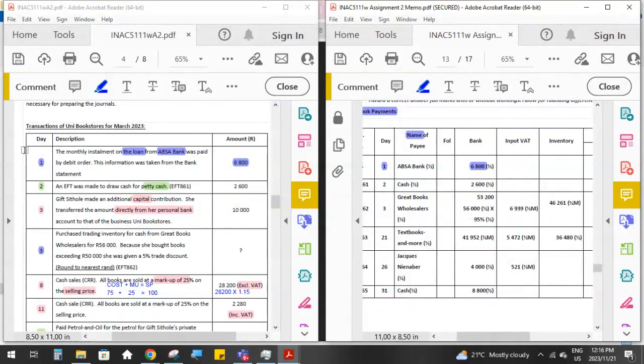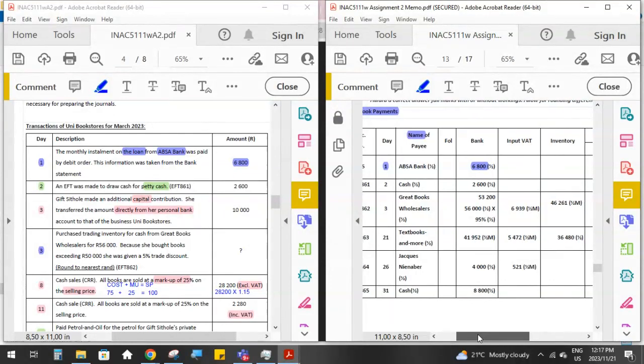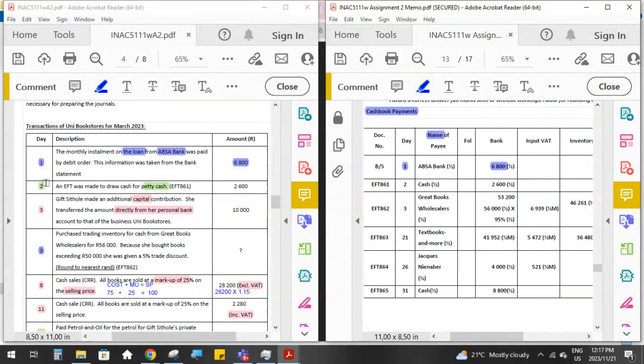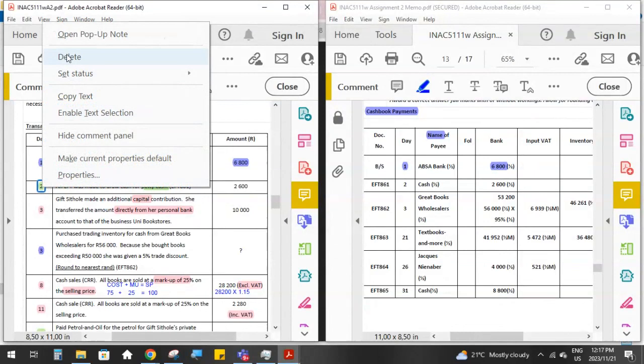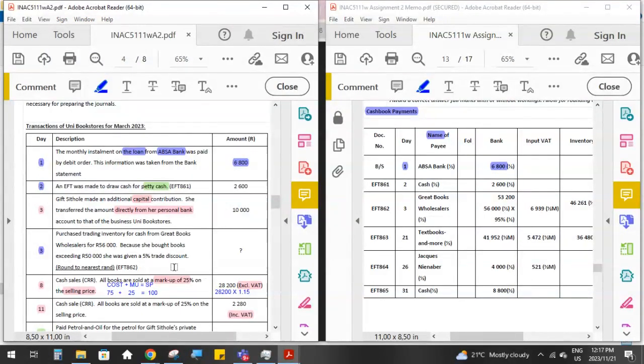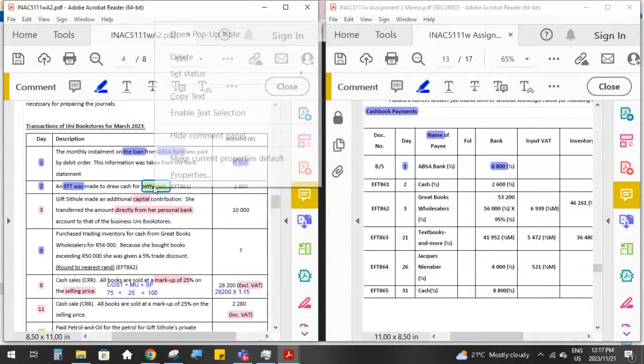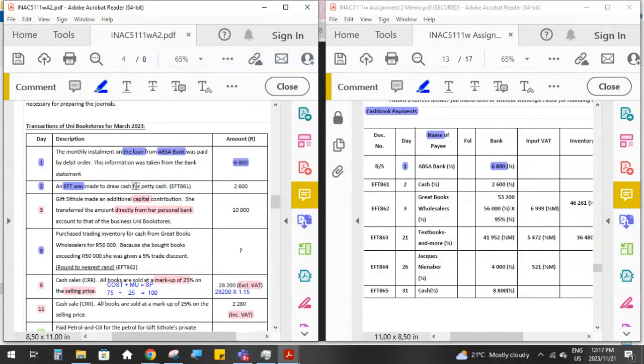Then on, well, have they got the second 2,600? Oh, okay. Yeah, this is going to be we are making an EFT payment to draw cash for petty cash. So we're not making a payment out of petty cash. We're actually drawing cash out of our bank account.